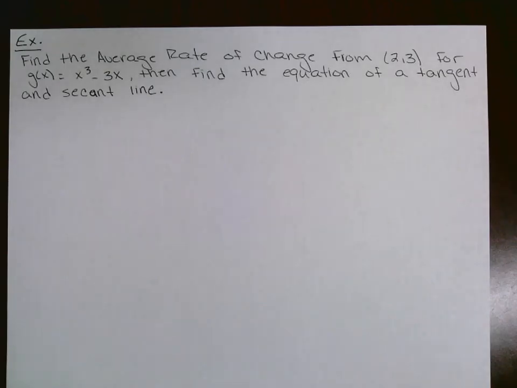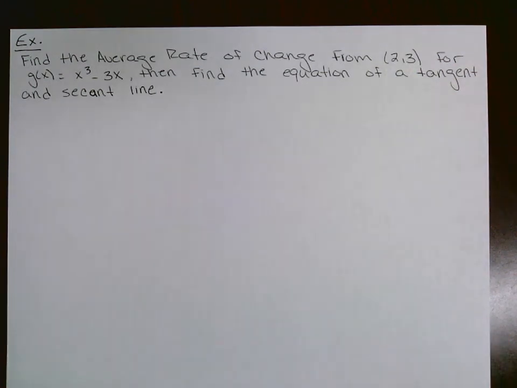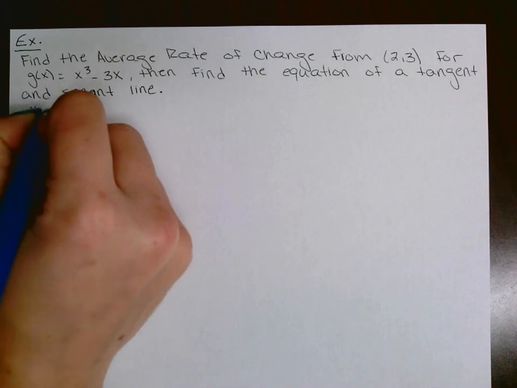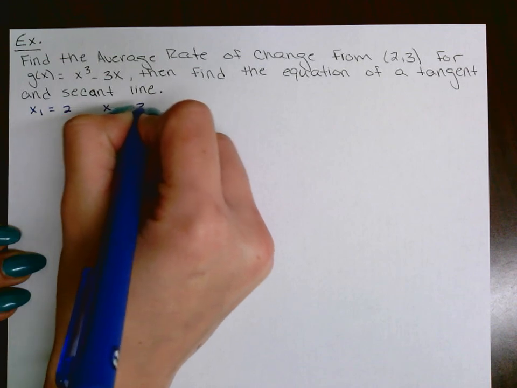So let's look at these last 2 examples. It says, find the average rate of change from 2 to 3. The first time I show you this example, I'm going to put one set of numbers. If they give you one set of numbers and they say from that number to that number, those are both x values. They are telling you an interval of numbers. So that is your x1 and that is your x2. Okay? So far we know that x1 is 2 and x2 is 3.